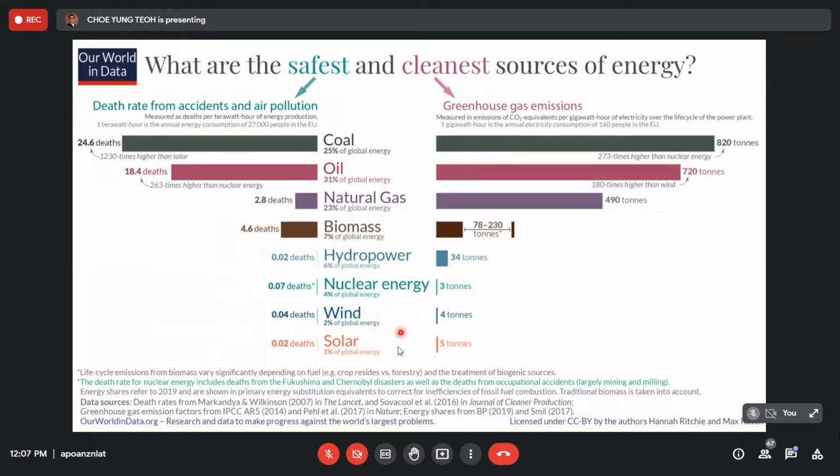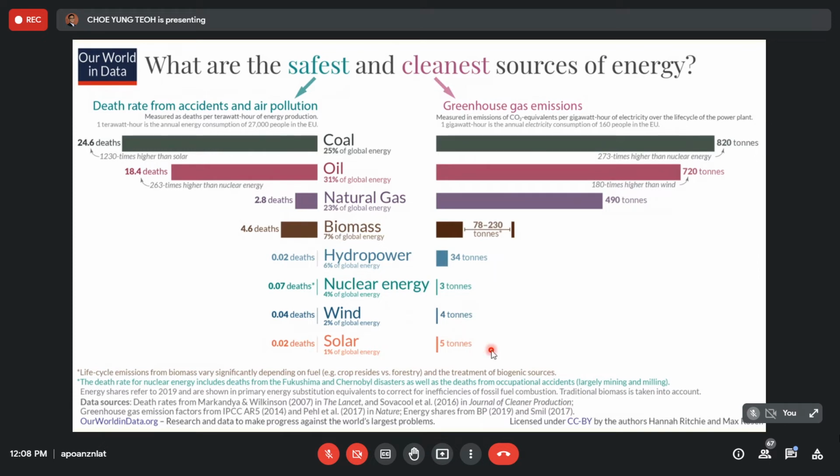And wind and solar are quite similar, but wind is lesser than solar. Okay, because why? We know that for nuclear, wind, and solar, the operation will not release any carbon dioxide. But other than operation, we still have to consider the upstream and downstream effects. Whenever you manufacture the solar panel, the wind turbine, and the nuclear power plant, you need this amount of energy. And most of them need fossil fuel energy in general.